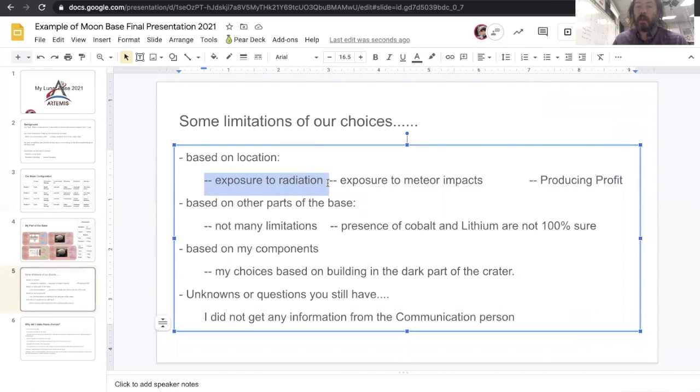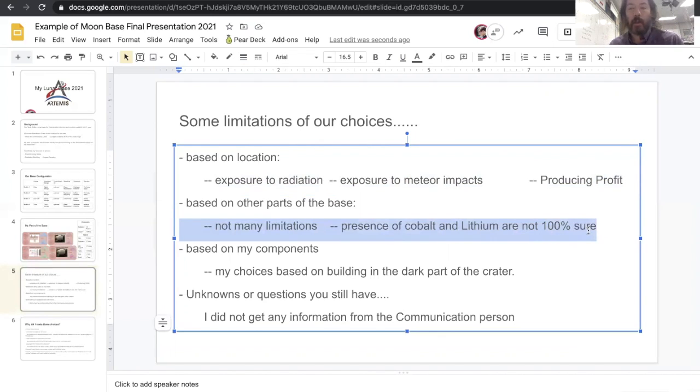Maybe you're in a spot where based on your location, it's harder to communicate. It's harder to get information. There's more exposure to meteor impacts. Okay. All those things, what are some limitations that drove your choices? That's what you should be talking about here. What are some limitations based on other parts of the base? Now, this might be a little bit harder because of how many people in your group participated, but do your best on that. What are some limitations created by other parts?